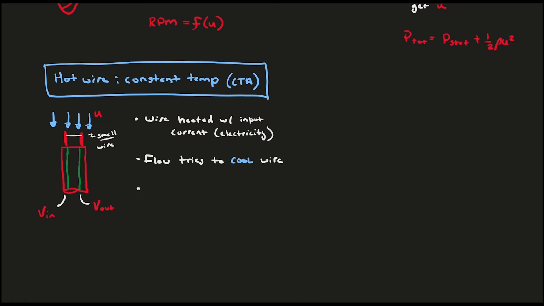If the velocity gets higher and starts to cool the wire more, it has to send in a higher voltage to compensate. Through calibration, you can directly map the voltage into the prongs to the flow velocity.